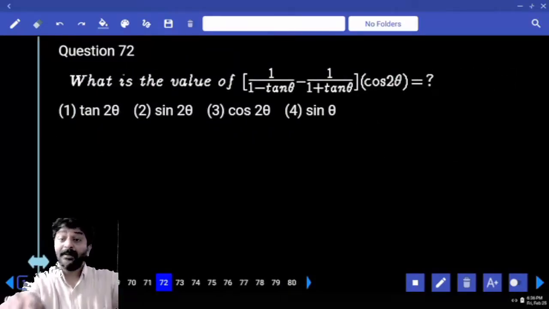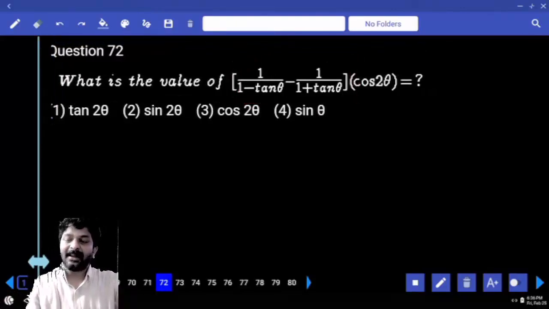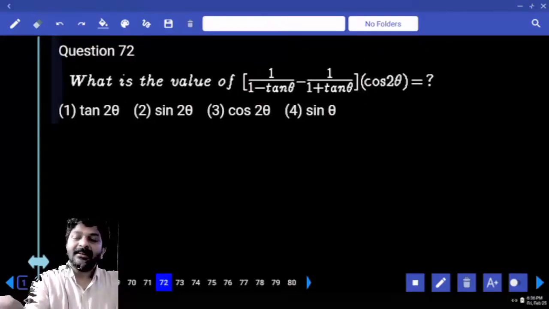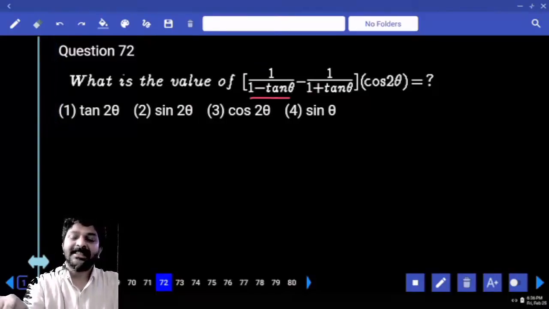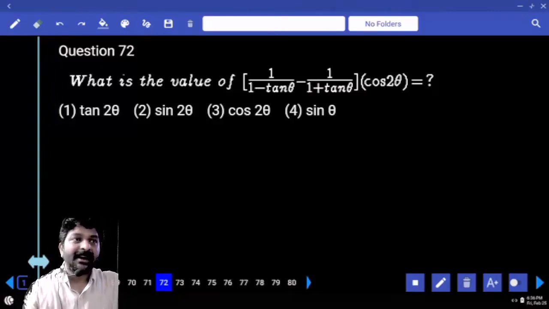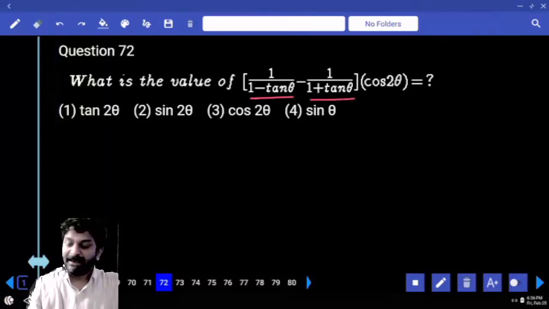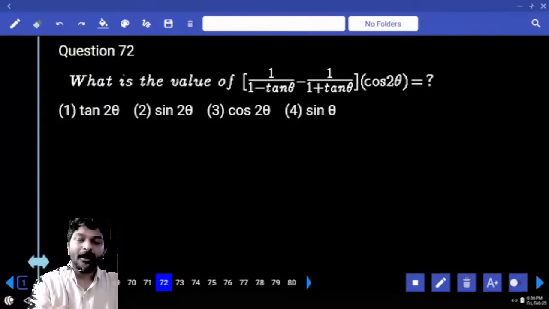Come on. First concentrate on the number values inside the bracket. You can take the denominators common. In that case, 1 minus tan theta, 1 plus tan theta. That gets common, right? A minus b into a plus b, a square minus b square. How much is that? 1 minus tan square theta.